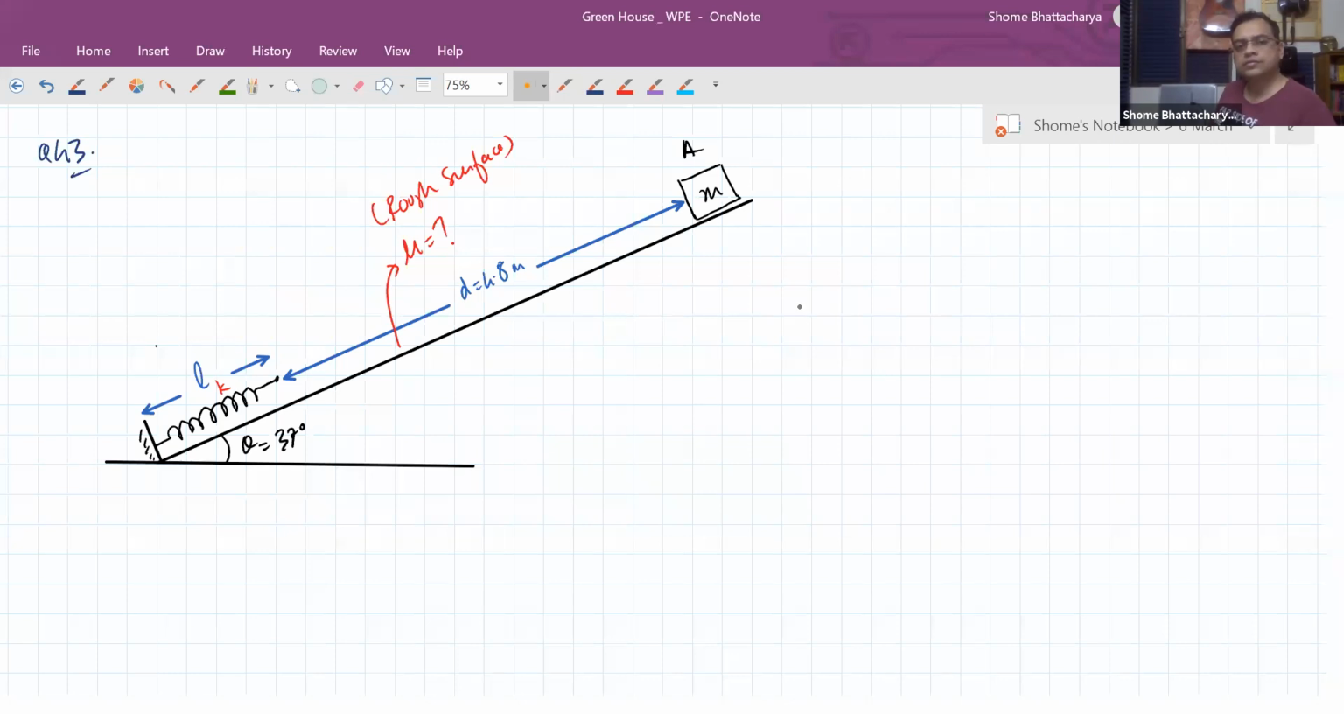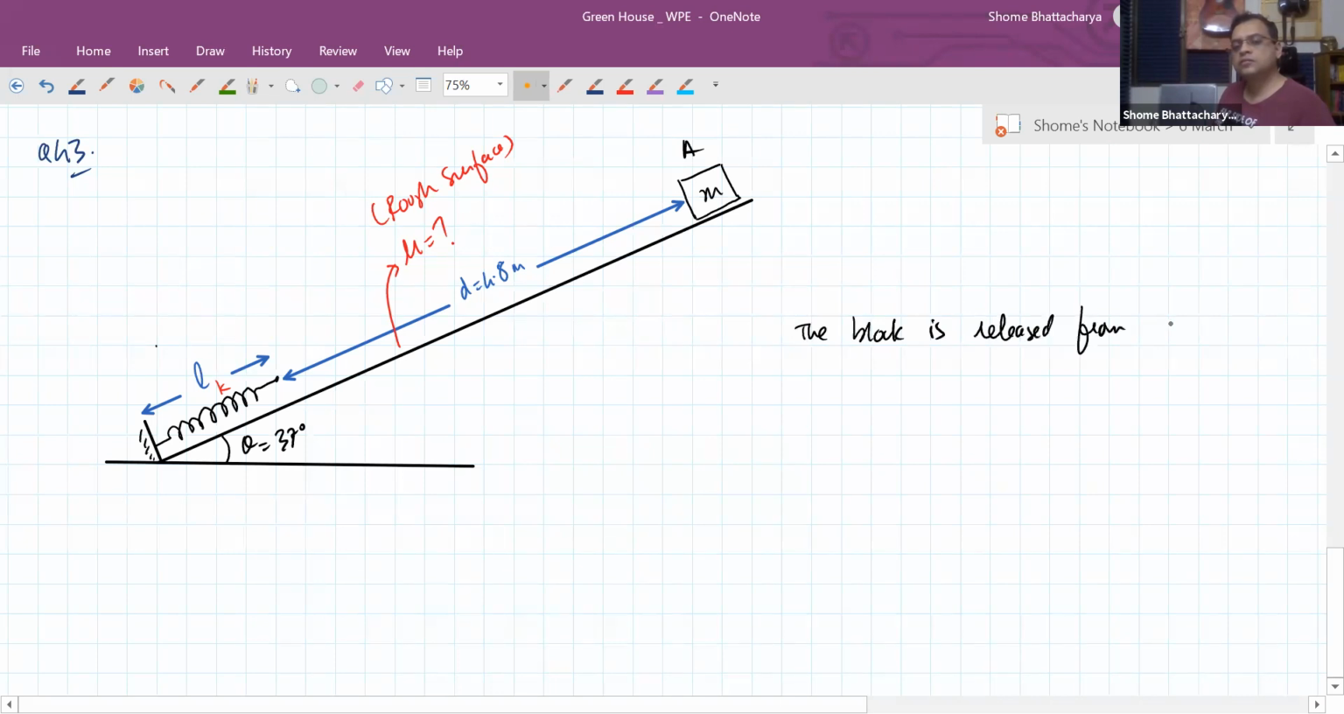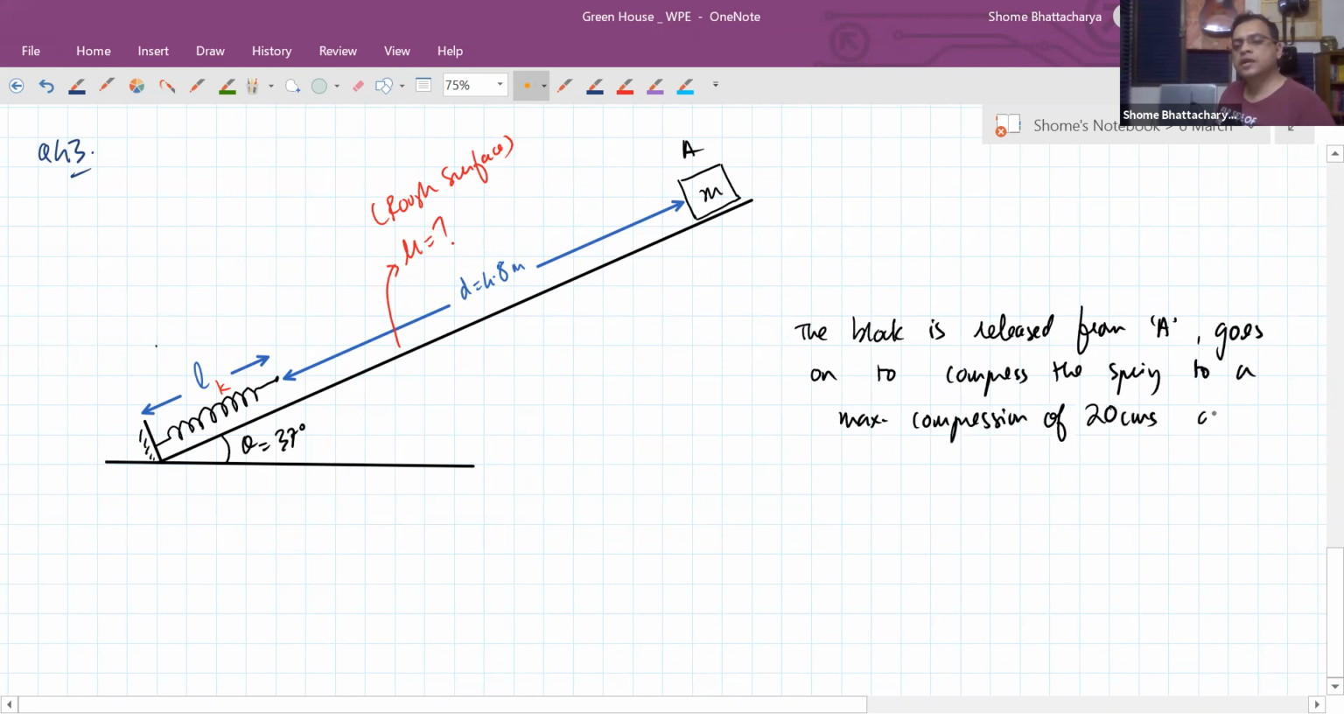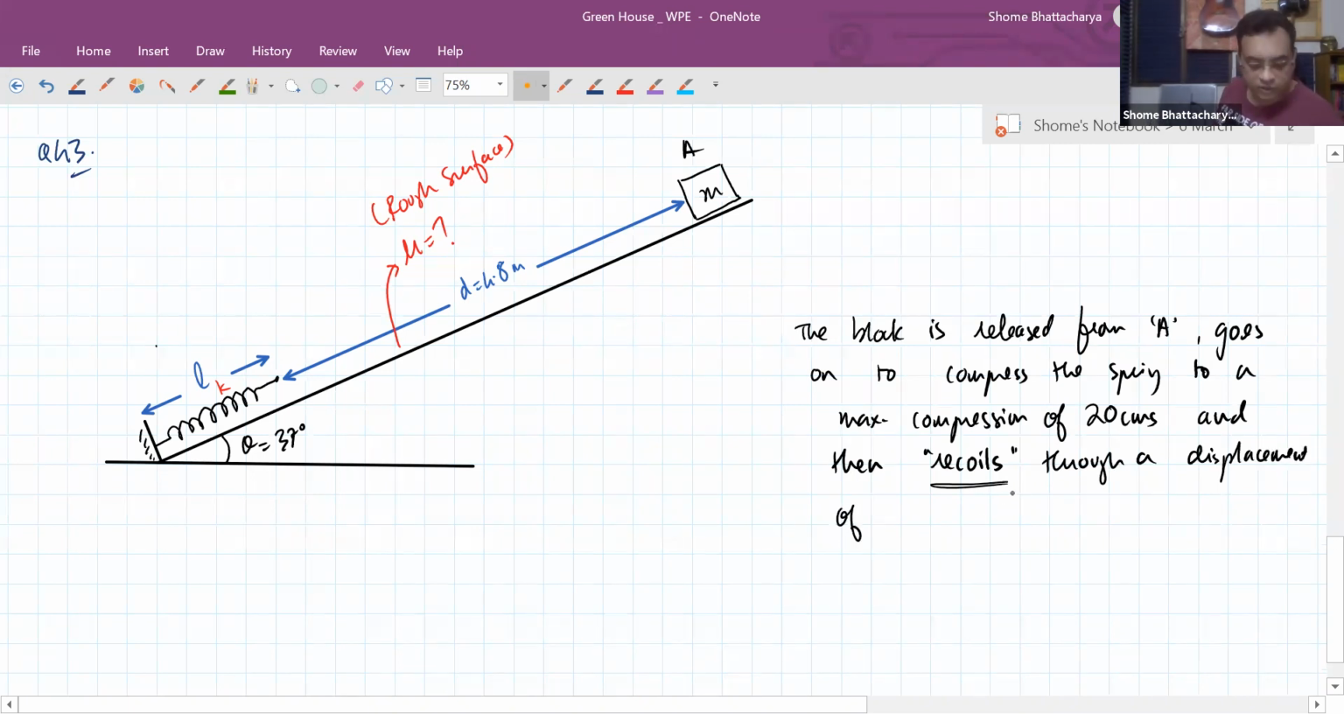The block is released from rest. Then it goes on to compress the spring to a maximum compression of 20 centimeters, and then recoils. The spring pushes it back, so the block recoils through a displacement of 1 meter up the incline. And the mass of the block is also given to us, 2 kgs.